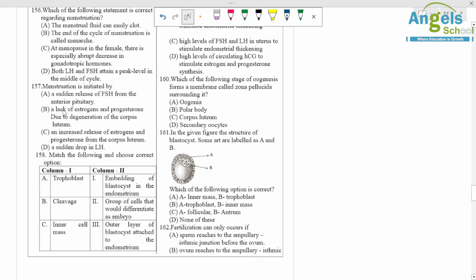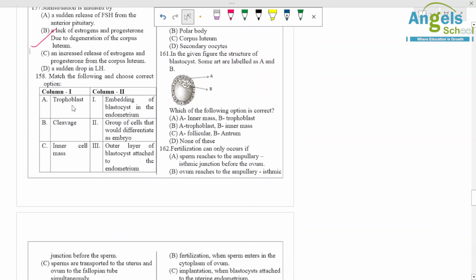Menstruation, question number 157. Menstruation is initiated by a sudden release of FSH from anterior pituitary, a lack of estrogen and progesterone due to degeneration of the corpus luteum, an increased release of estrogen and progesterone from the corpus luteum, and sudden drop in LH. Okay, so in this option B is correct option. Lack of estrogen and progesterone is the reason for degradation of corpus luteum.